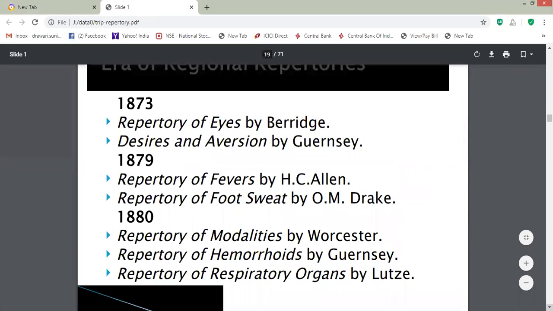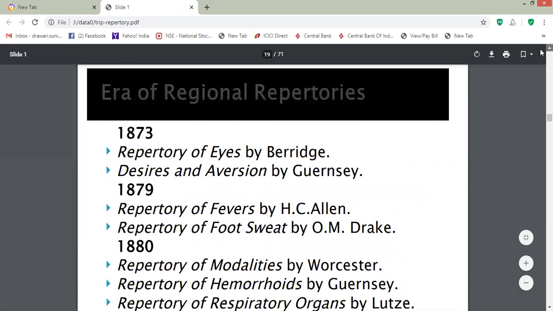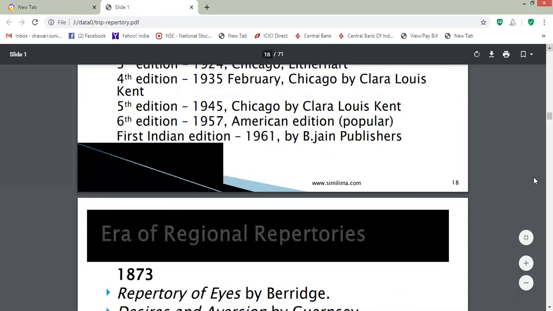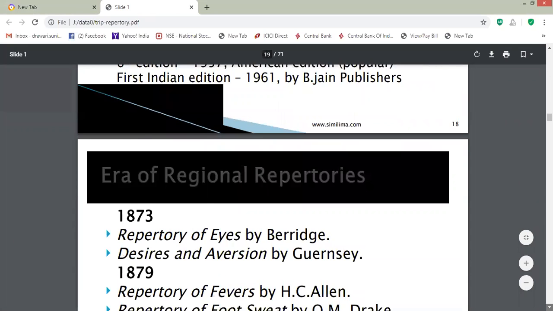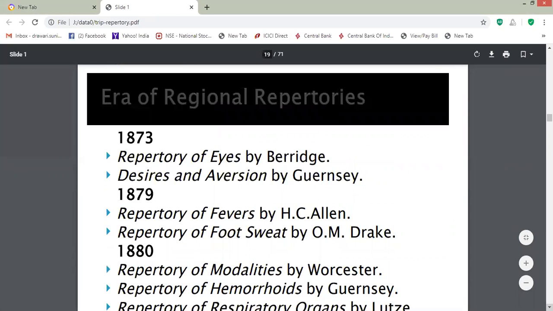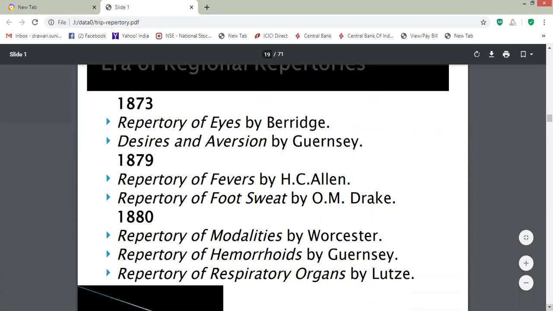And in this way, then the Repertory of Eyes by Dr. Berridge was published in 1873. Repertory of Desire and Aversion by Guernsey was published in 1879. Repertory of Fevers by H.C. Allen. Repertory of Foot Sweat by O.M. Drake in 1880.